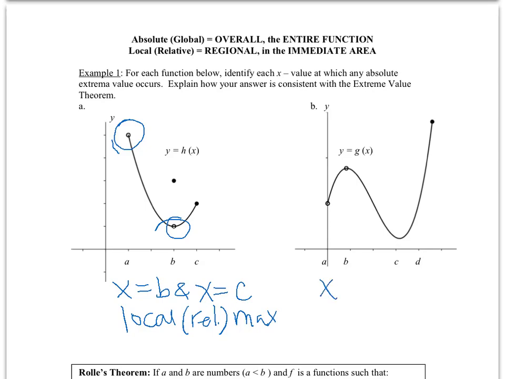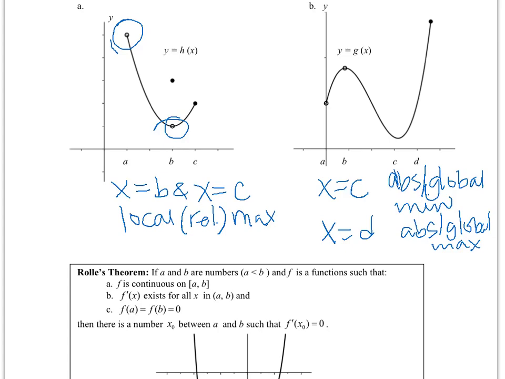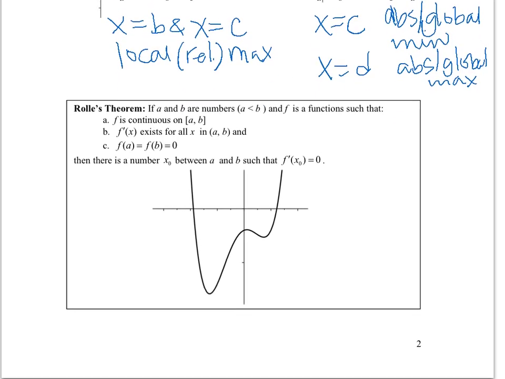So here we've got x equals c is going to be an absolute minimum. You can also call it global minimum. And x equals d is going to be considered an absolute or global max. You should be comfortable with both terms. You'll see all of them, so I'm going to continue to try to use them just so you become more comfortable with them.